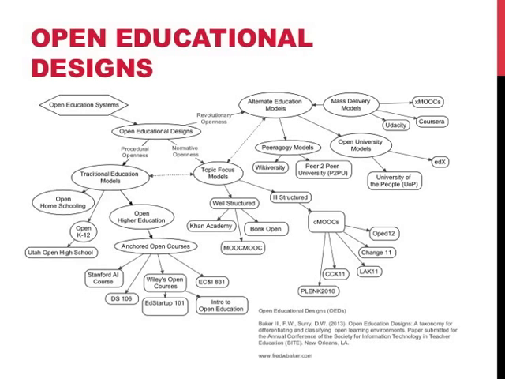But if you'll notice, there's the open education system, which is a modification of the traditional system. And then there's open educational designs. These are the different types of classes. There are three major categories that I have, and there's alternate education models, which are the ones that are revolutionary openness. They seek to replace or substitute traditional education structures.